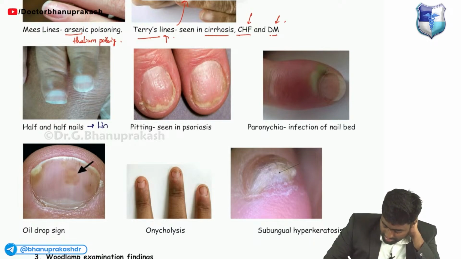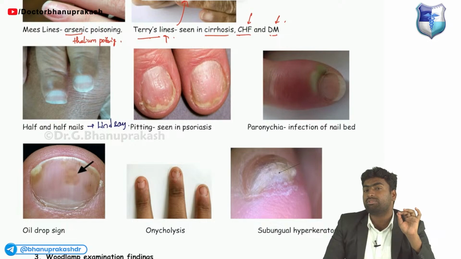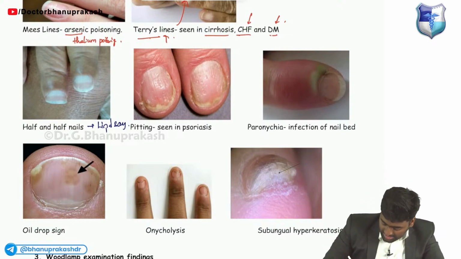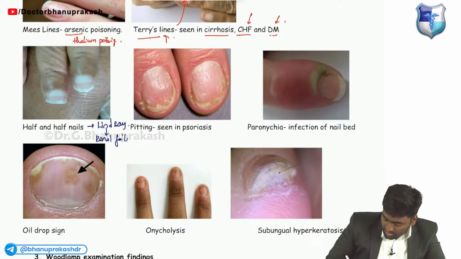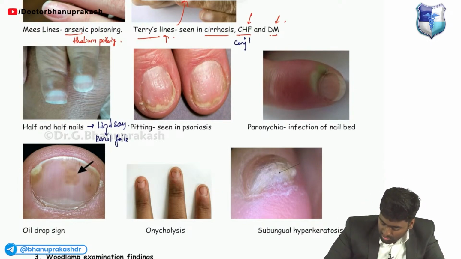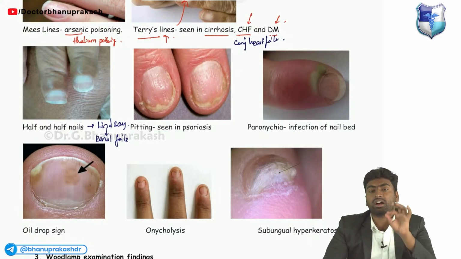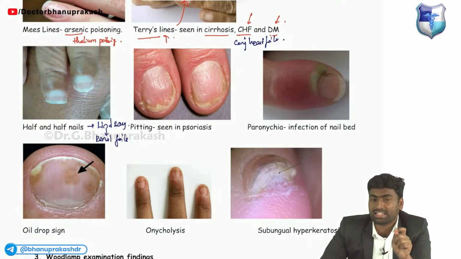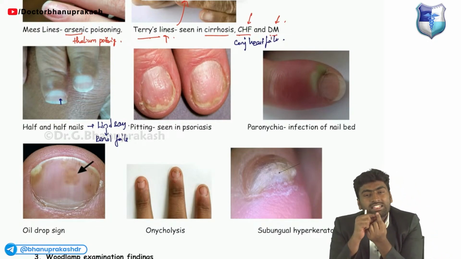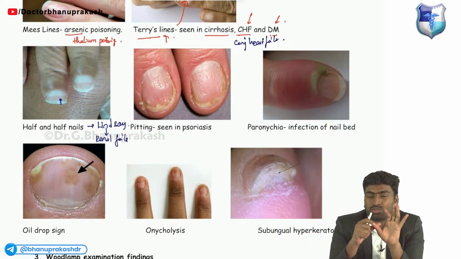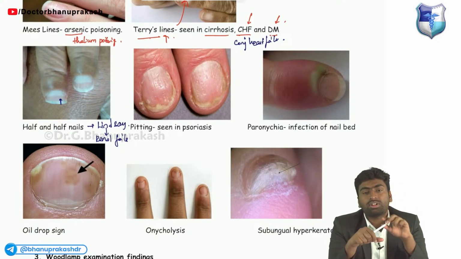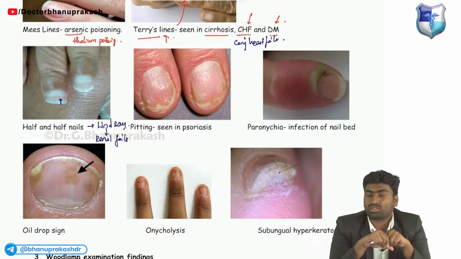Next, if you see this next nail, which is known as half and half nails, it is known as Lindsay nails, and this will be classically seen in a case of renal failure. Remember, Terry's nails are seen in cirrhosis and congestive heart failure. This half and half nail is also an apparent leukonychia, where half of the nail looks white. So this apparent leukonychia is known as half and half nails, also known as Lindsay nails.